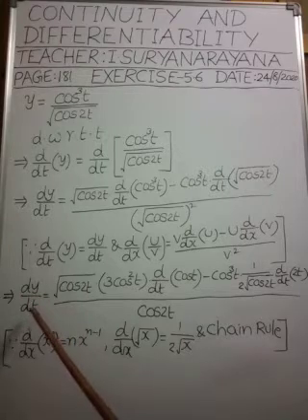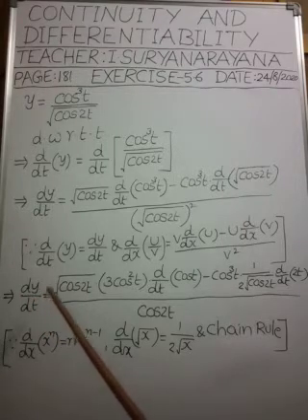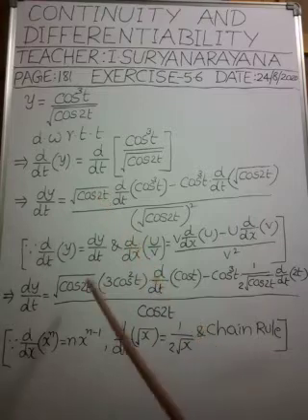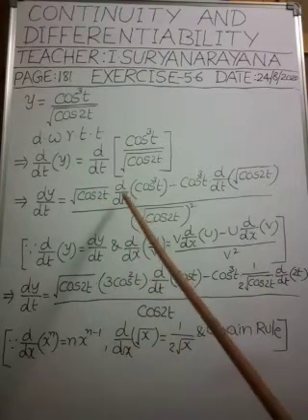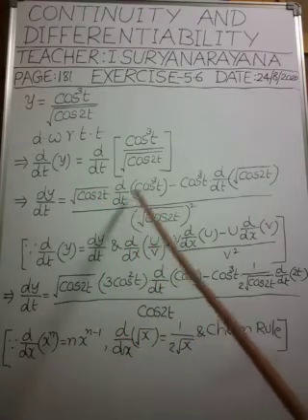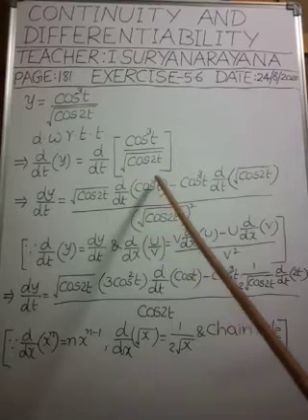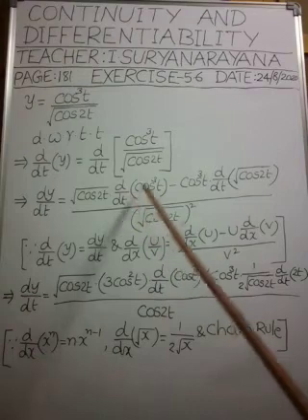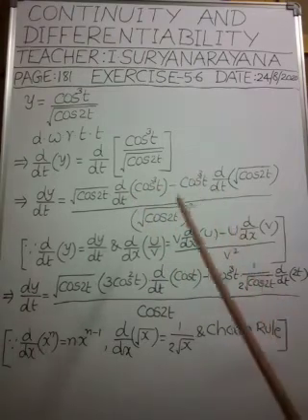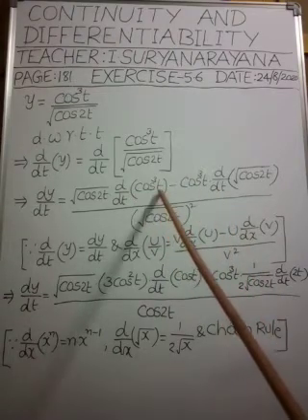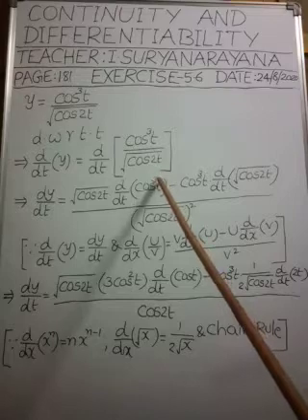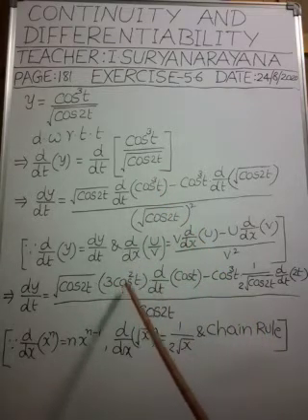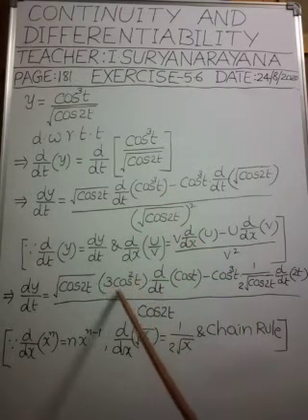In the next step, dy by dt as it is equal to root cos 2t into, if you observe this function, it is in the form of d by dx of x power n. We use that formula. Okay, my children? So what is x here? Cos t. What is n here? 3. So 3 cos square t. Understood this part, my children?